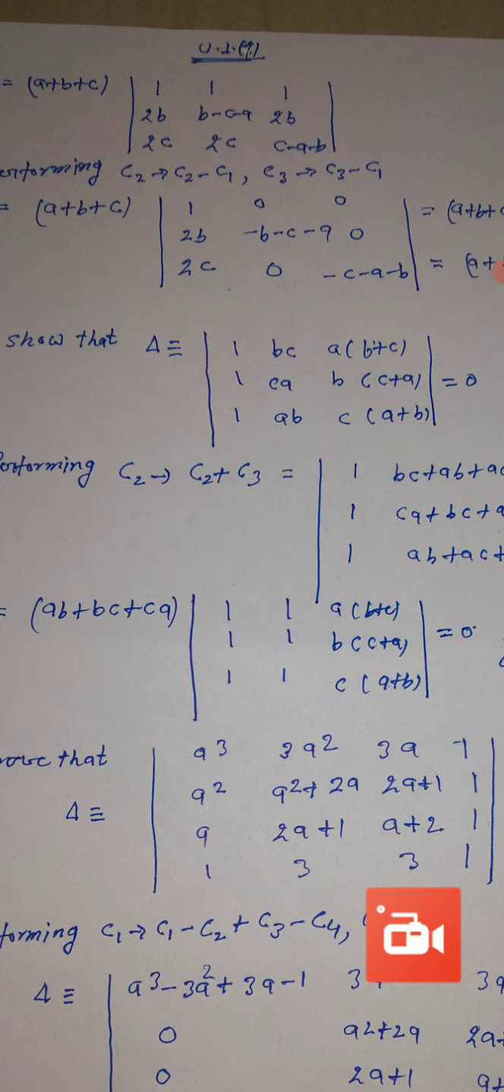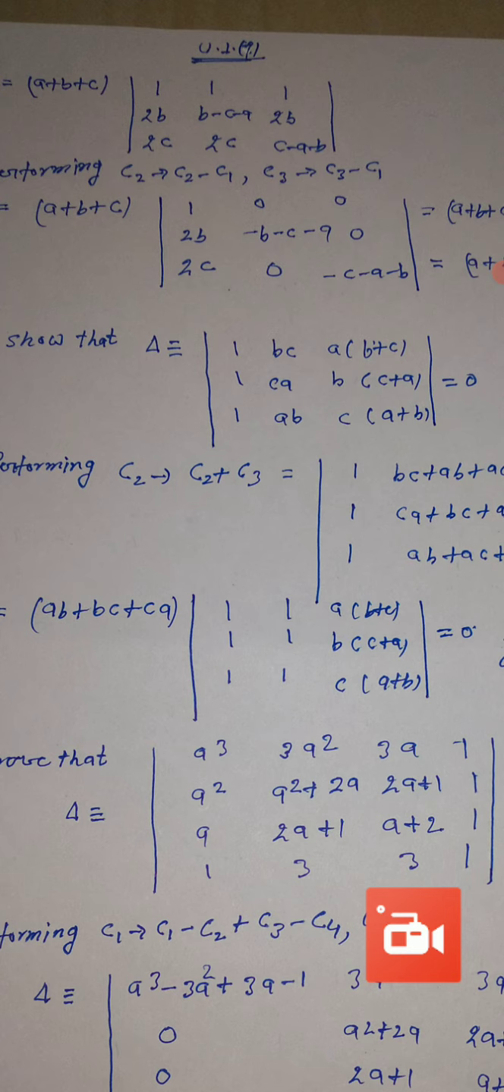Now next example. Delta is equal to the determinant: first row a cube, 3a square, 3a, 1; second row a square plus 2a, 2a plus 1, 1, a; third row 2a plus 1, a plus 2, 1; and fourth row 1 3 3 1. This is equal to (a minus 1) to the power 6. You have to prove this. This is also very simple.